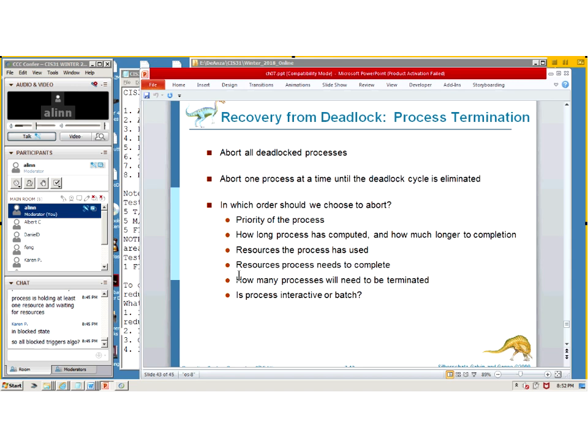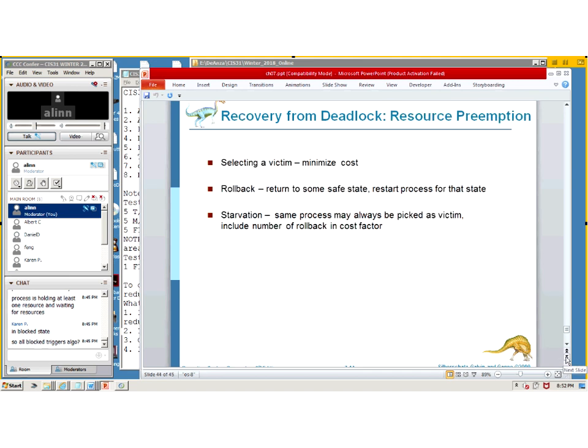How many processes will need to be terminated? Well, yeah. And is the process interactive or batch? You might decide on that. So there's a lot of different ways you might design your operating system. Most of them just pick one and continue. They'll kill a process, check, see if they're still deadlocked, kill another of the deadlocked processes until finally it's no longer deadlocked. That's the way most operating systems work today.